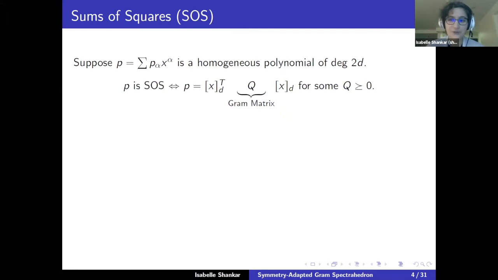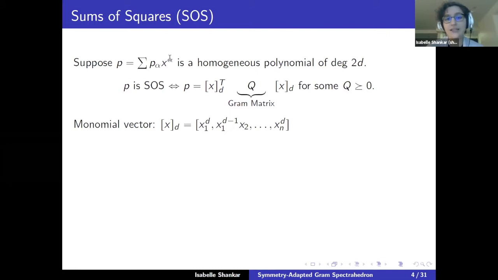Then there's this really important fact, and this is sort of why we would do the sums of squares relaxation. A polynomial p is a sum of squares if and only if we can write it in this form here, this quadratic with the x bracket vector, where Q, the Gram matrix, is positive semi-definite. And that's what this notation over here means. So let me say that again. If we can find a positive semi-definite matrix Q such that we can write our polynomial in this form, that would certify that it's a sum of squares. So this is an if and only if statement.